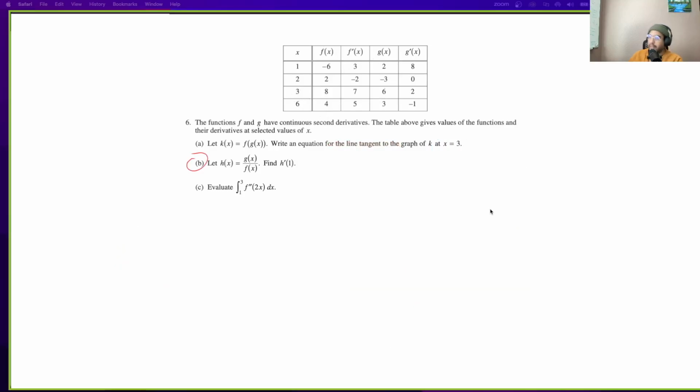So for part B, they give us a different function. h of x is equal to g over f of x, and they want us to find h prime of 1. This is interesting because all we need to do is take the derivative in terms of x, so we're going to use the quotient rule. But what's interesting is that we're so used to having the f on the top and g on the bottom. So I have a feeling they're trying to confuse you, thinking that some people might have memorized this in terms of f and g's. So they might get this answer wrong.